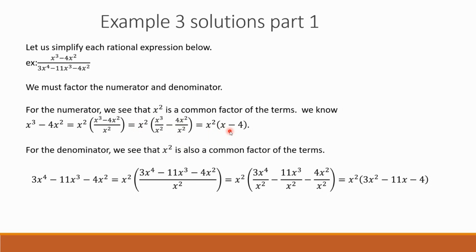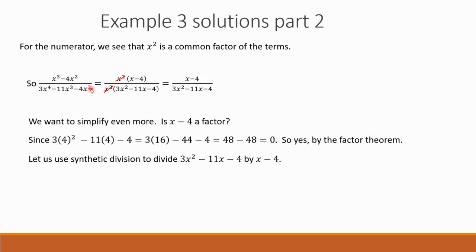That's the numerator. For the denominator, same idea. Notice we can factor out x squared, because 2 is the smallest exponent of x. And so from here, we get x squared times this divided by x squared. That's the same as dividing into each term. So from here, we get this. Okay, so we factored a bit.